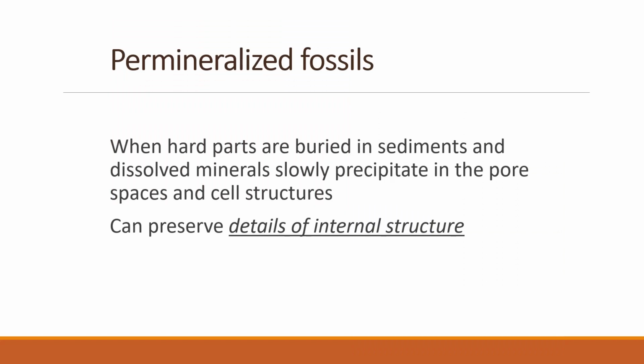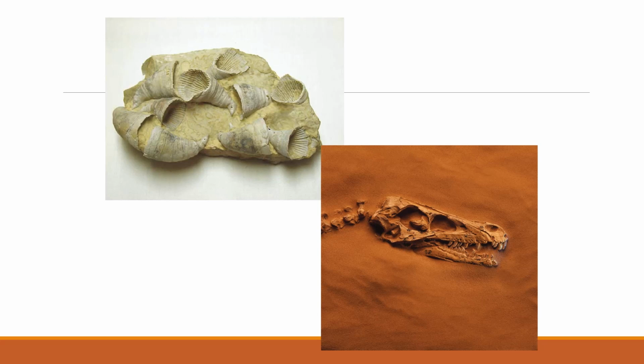Paramineralized fossils are when the hard parts are buried in sediments and dissolved minerals slowly precipitate into the pore spaces and cell structures. So basically we are replacing the hard parts with minerals. An example of this would be petrified wood. This can preserve the details of the internal structure of the organism. So here are examples. Bone is not really bone in most cases. It's actually minerals that have replaced the bone. Same thing with most shells. It's not actually the shell anymore. It's replacement of the shell.